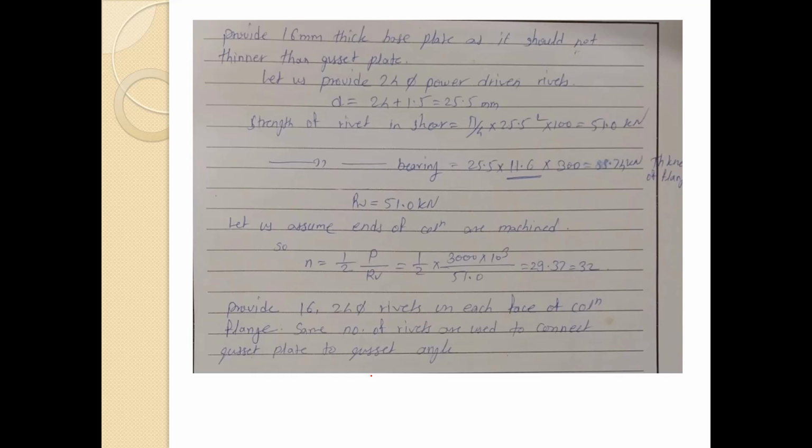So let us provide 24 mm diameter power driven rivets. So the gross diameter is 24 plus 1.5, that is 25.5. The strength of the rivet in shear is pi by 4 into 25.5 squared into 100, so that is 51 kN. The strength of the rivet in bearing is d into t, that is the thickness of the flange, into 300, that is sigma bf, so that becomes 88.74. So the minimum of these two, the rivet value, is 51 kilonewton.